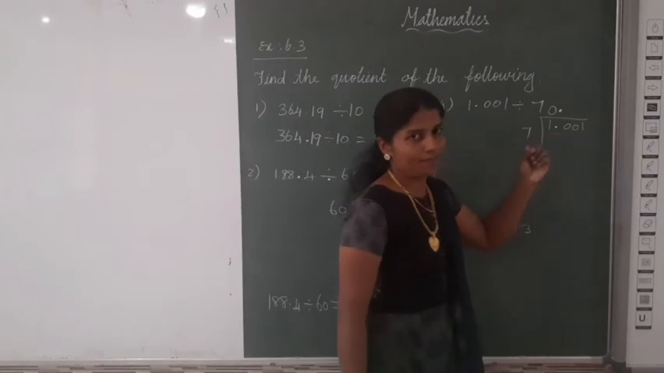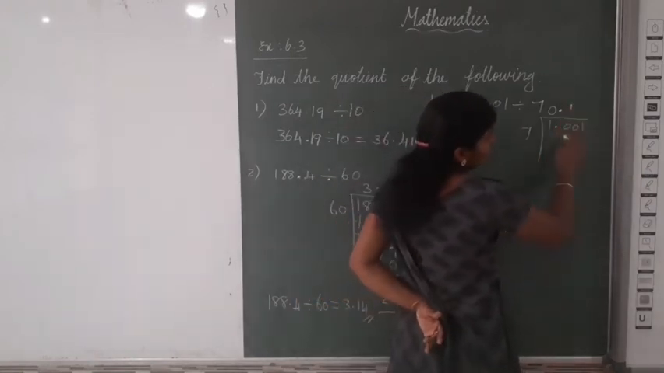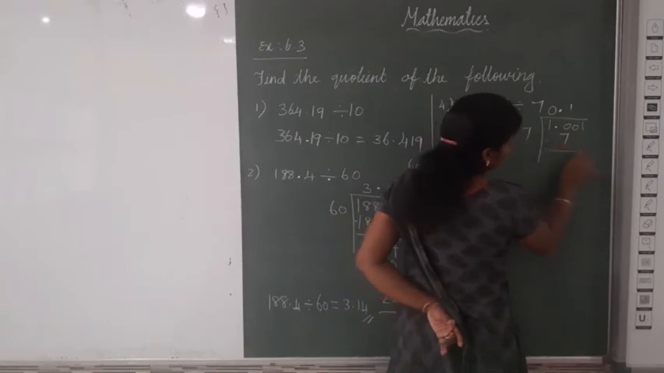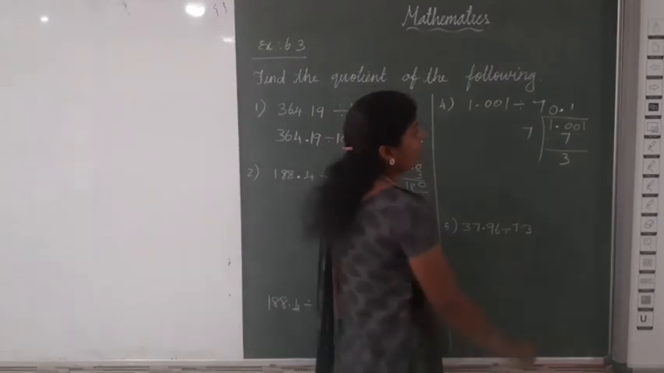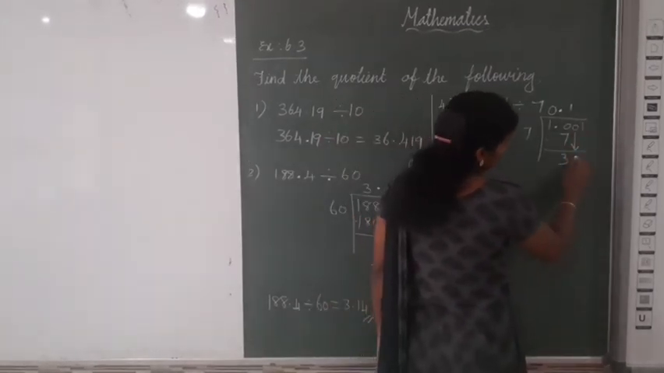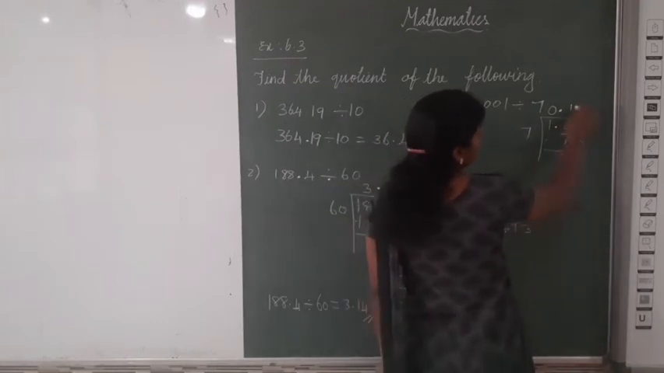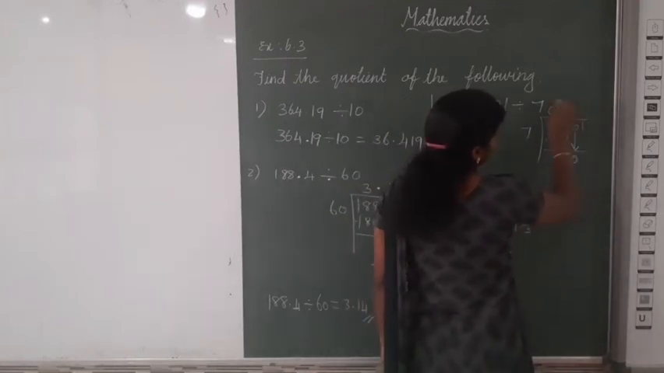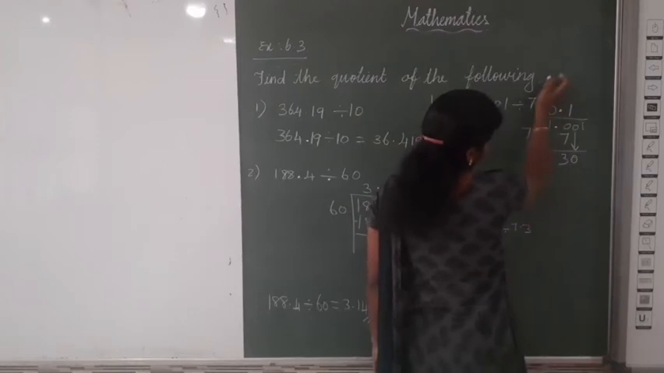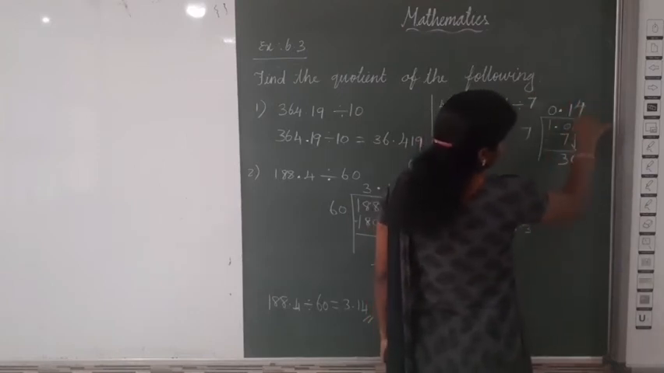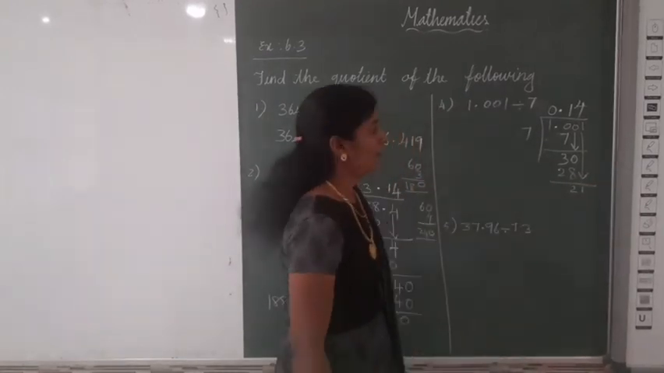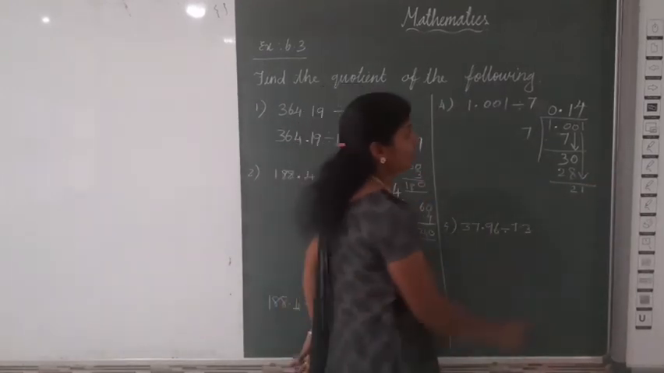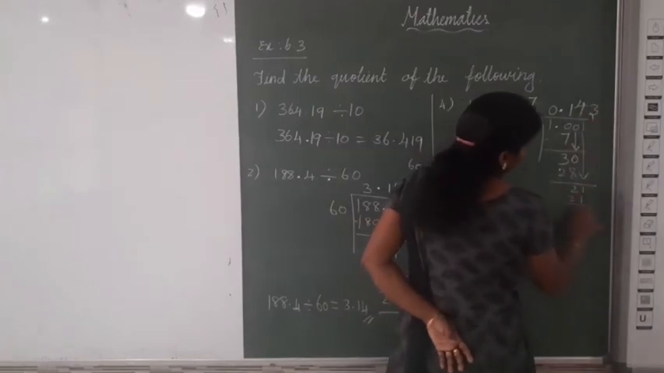Now we have 10. 10, 7 table, only one time. 1 7 is 7. Now we subtract: 10 minus 7 is 3. Now we take the next digit, bring down 0. 7 4s are 28. Balance 2. Next digit is 1, 21. So 3 7s are 21. Remainder 0.